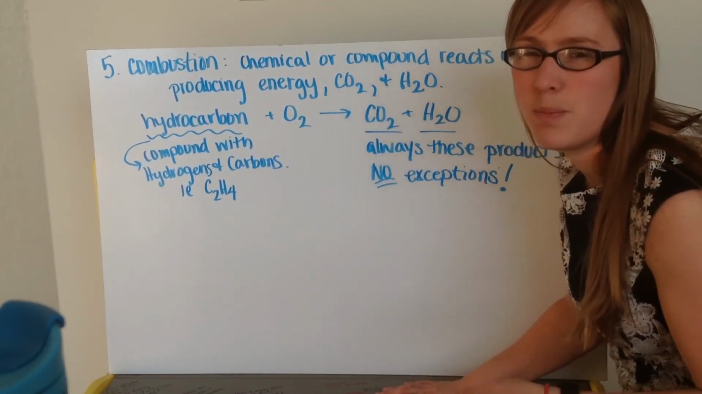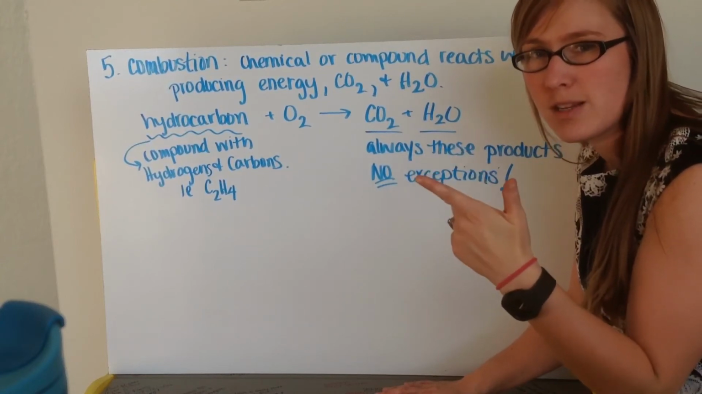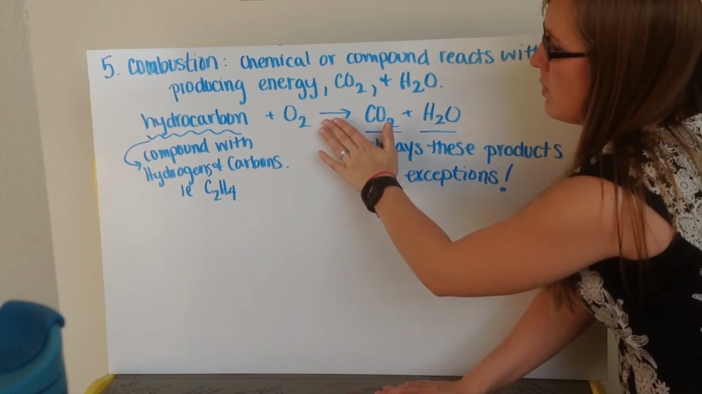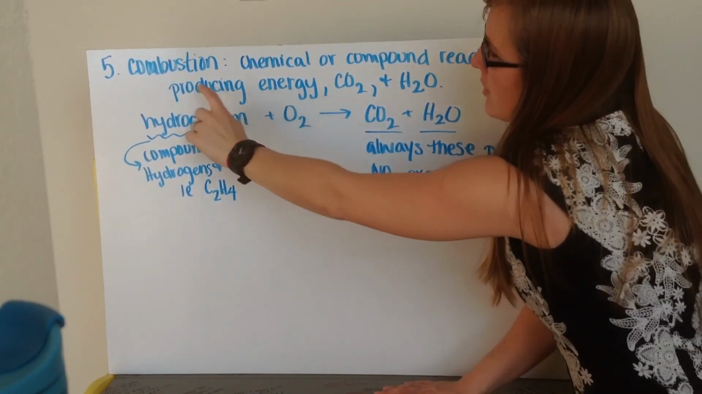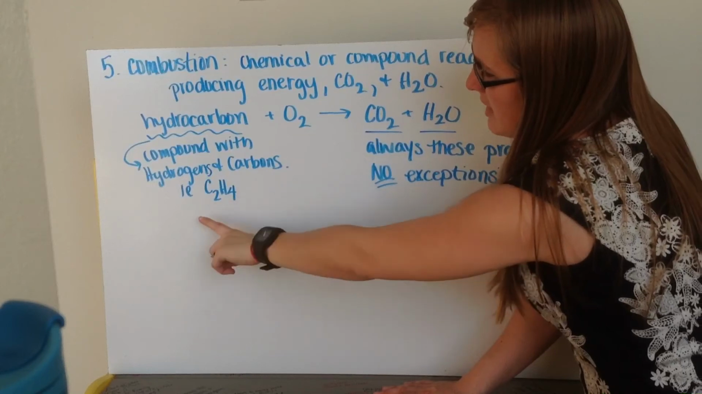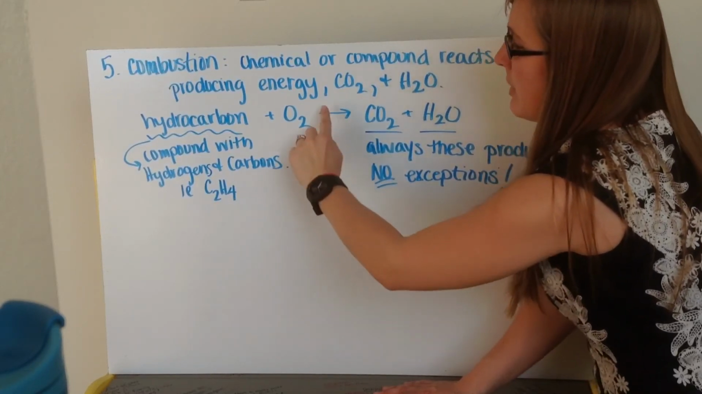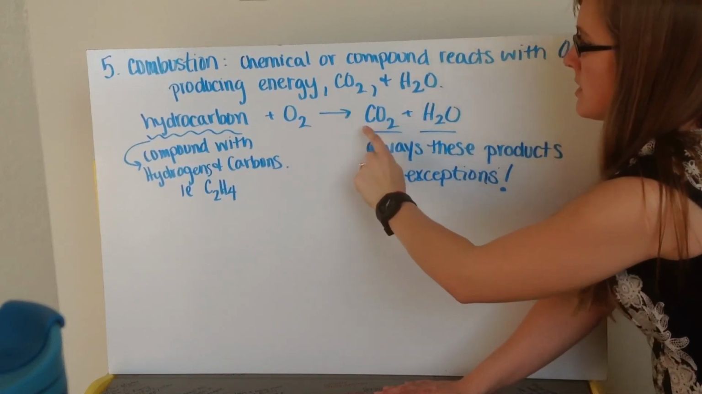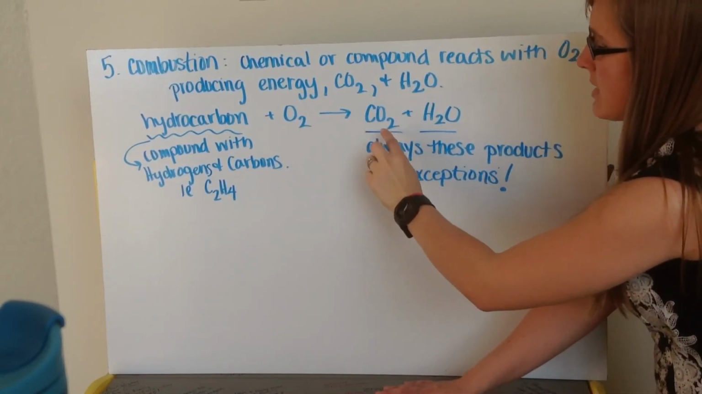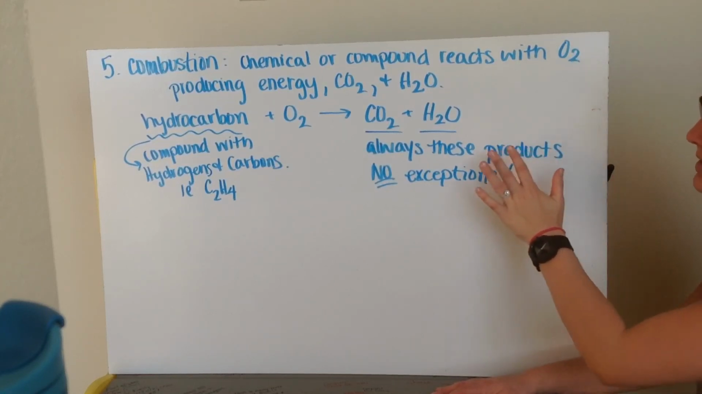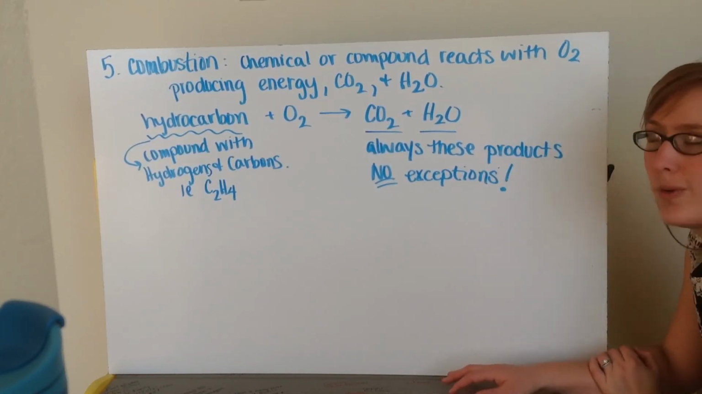In order for something to burn, it needs a fuel source, oxygen, and an ignition source. Well, our ignition source is told to us during the yields. My fuel is going to be my hydrocarbon, just a compound with hydrogens and carbons, for example, C2H4, plus oxygen, which I need in order for anything to burn, is always going to yield CO2, carbon dioxide, and water, H2O. And these are always going to be the products of this kind of reaction. There are no exceptions.